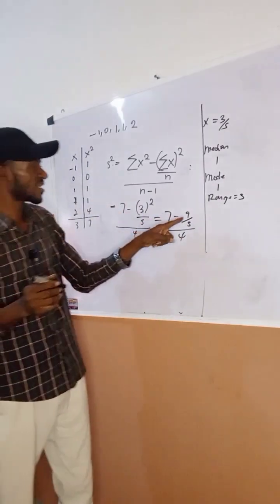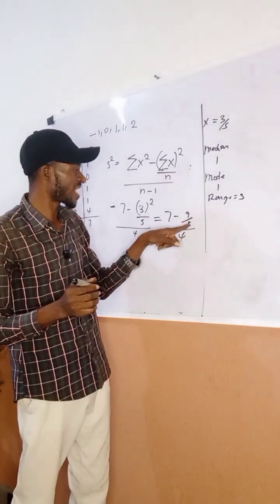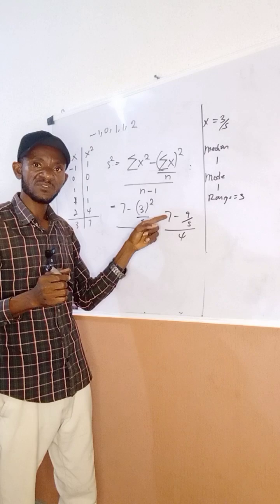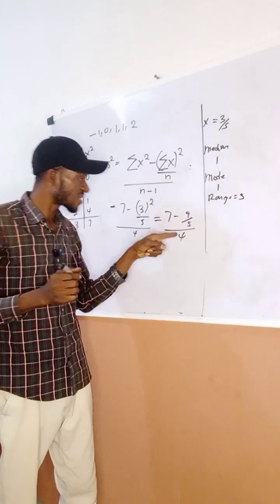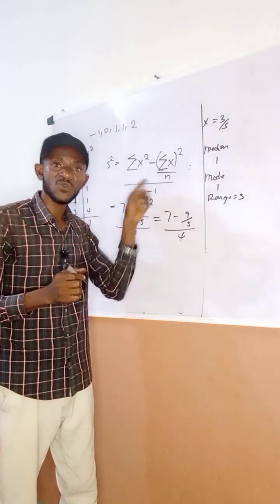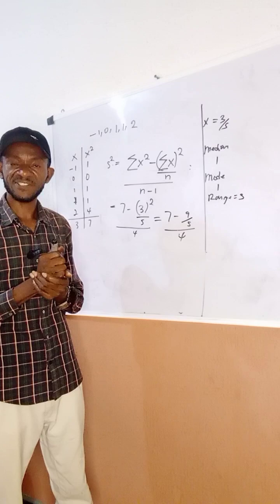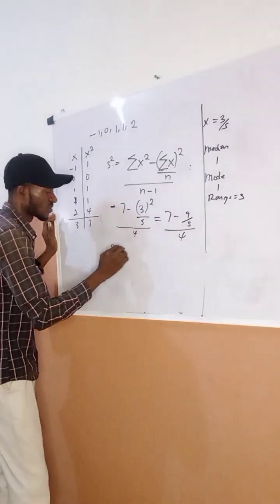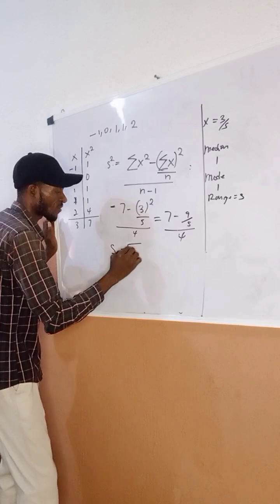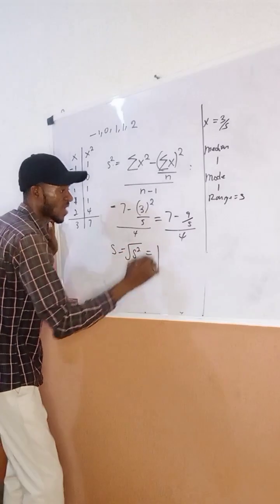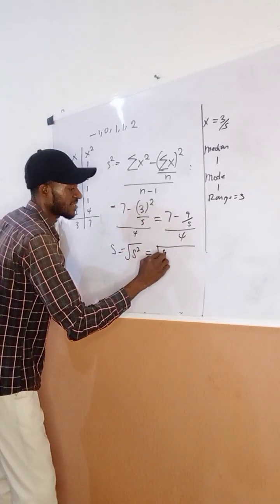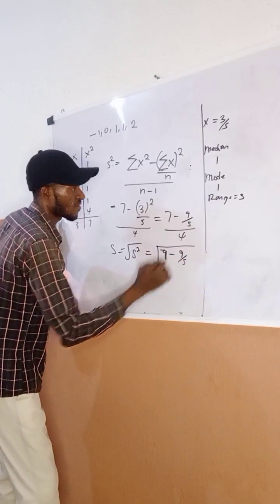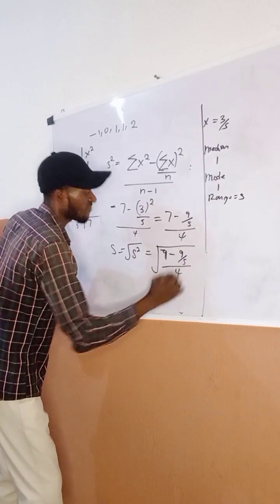So the moment you say this, 9 divided by what? 5. Subtract it from 7. Okay? Then divide it by 4. You have gotten your what? Your variance. Then you equally come to s, which is standard deviation, the square root of what? S squared, which is now the square root of 7 minus 9 over 5, all over 4.